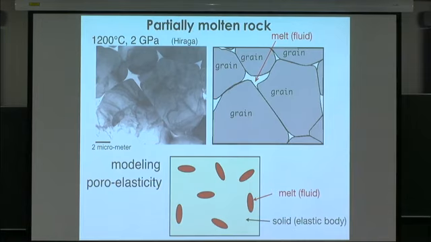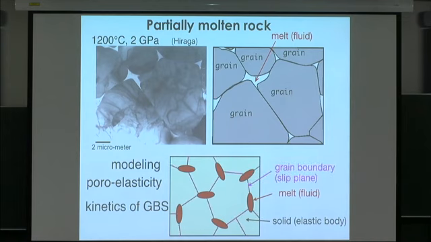So, since the importance of rock anelasticity was demonstrated by Jackson et al., this simple model has been modified to include the grain boundaries as slip planes. So, in addition to the poroelasticity, we have to understand the kinetics of the grain boundary. And this is a major concern of my talk.